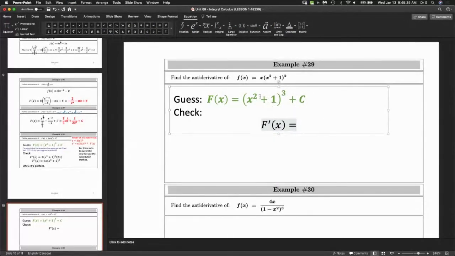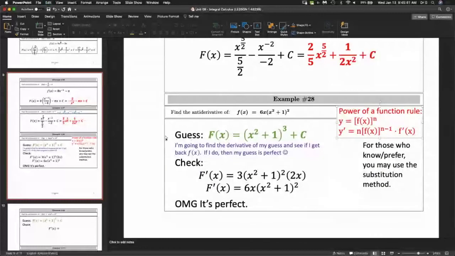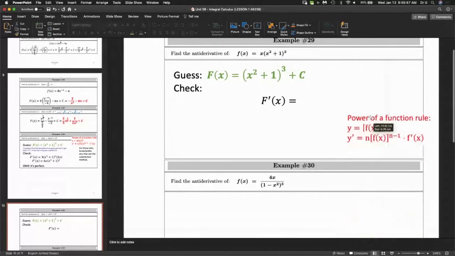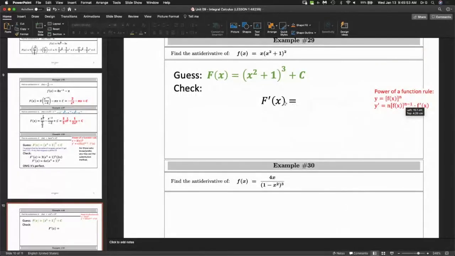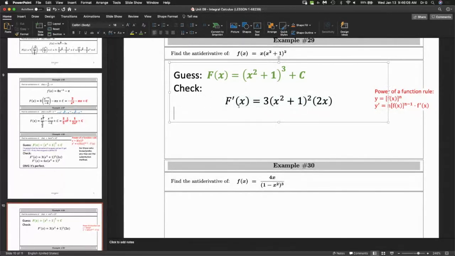So the derivative of this, according to the power of a function rule, according to this rule here, that would be equal to 3(x squared plus 1) squared times 2x plus c. Sorry, just 2x. Let's clean up that derivative a little bit. So that's going to become 6x times something.